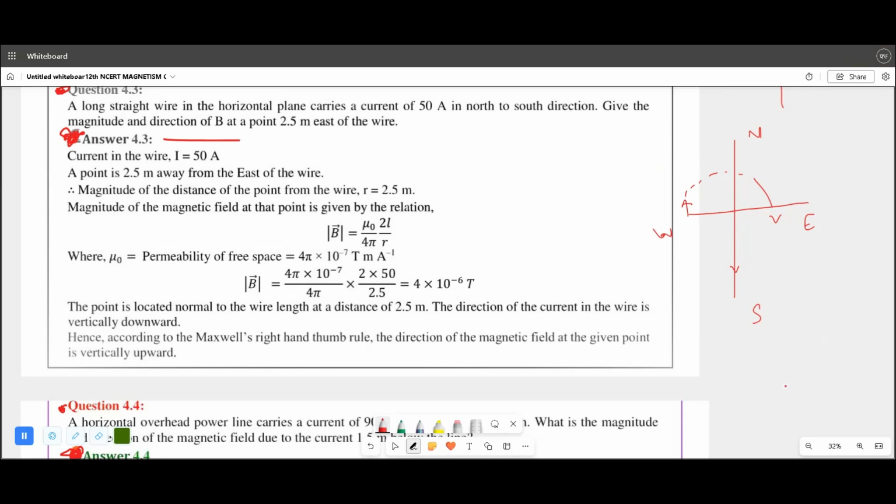So I'll try to make a diagram. Say this is your thumb, and these are your other fingers. If your thumb points towards the current direction, then the way your fingers move is the way they swirl around the wire. Just hold the wire as if you are holding a small circular rod. So how will the fingers swirl?